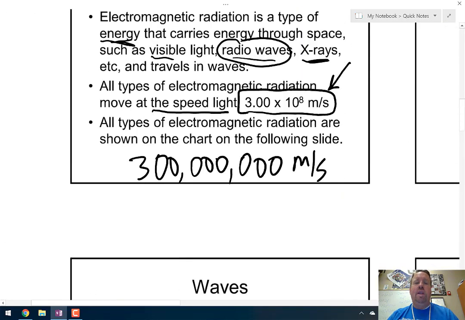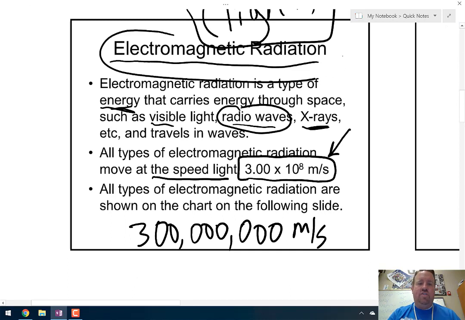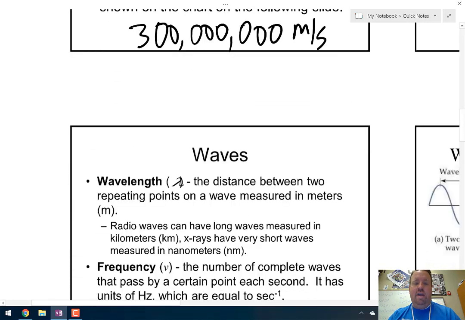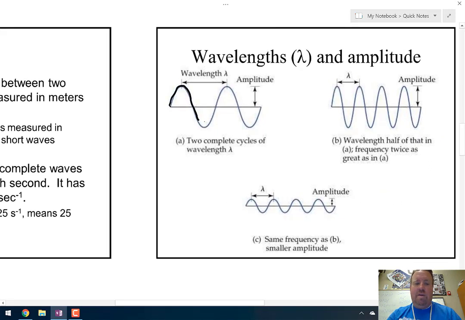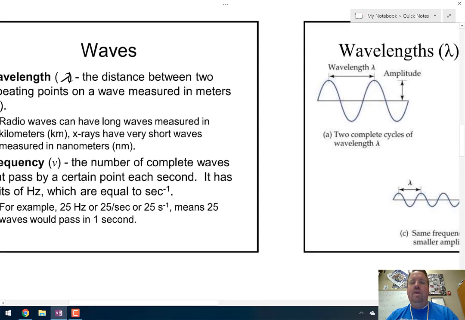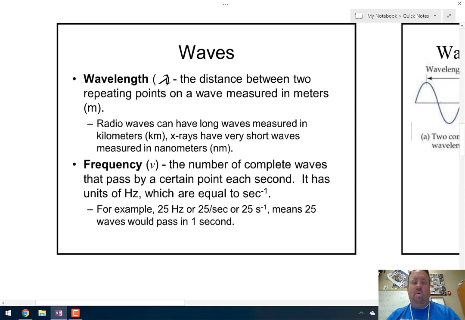Now, we know that all of this electromagnetic radiation travels in waves. Just like when you think of a wave out on the ocean, the wave that light travels in looks like this: it goes up, it goes down, it goes up, it goes down, just like any other wave. Some of the things that we measure within that is what's called the wavelength. Now, the wavelength is measured with a Greek letter called lambda.